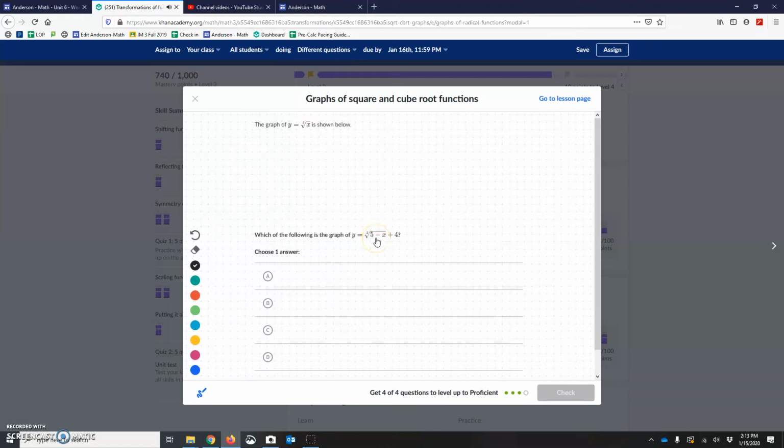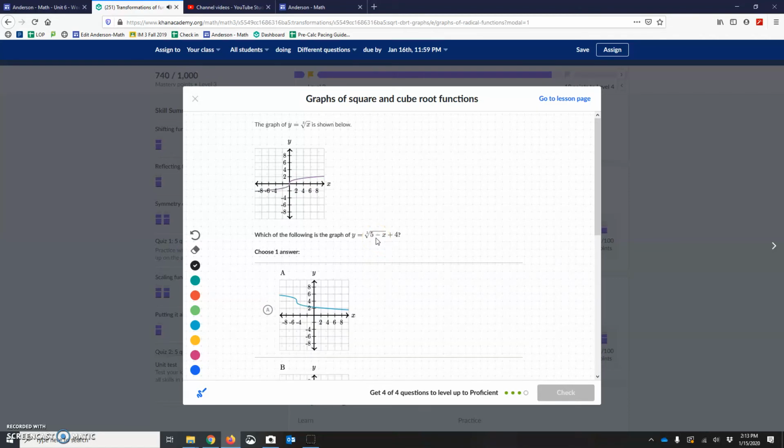Okay, this one's going to be a little tricky, I have a feeling, because they flipped the X and the 5. So I'm writing it down now. Oops, I wrote the 3 in the wrong spot. So 5 minus X plus 4. Okay.